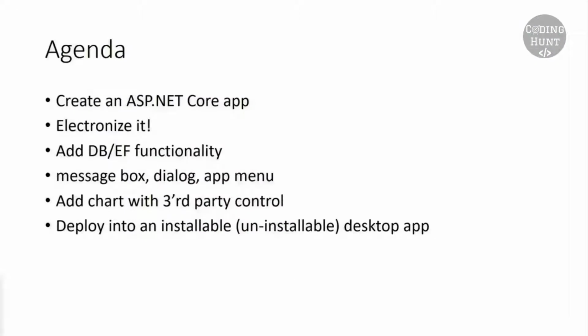So the agenda for this tutorial is to create an ASP.NET Core app, electronize it, in other words, run it as a desktop application under the Electron framework. And later on, we're going to add some database Entity Framework functionality. Use some of the APIs that Electron.NET provides us with in order to create message boxes, dialogues, and app menus. We will also add a chart with a third-party control, and eventually we will deploy our Electron application as a desktop application, which allows us to install it in our operating system and also uninstall it.